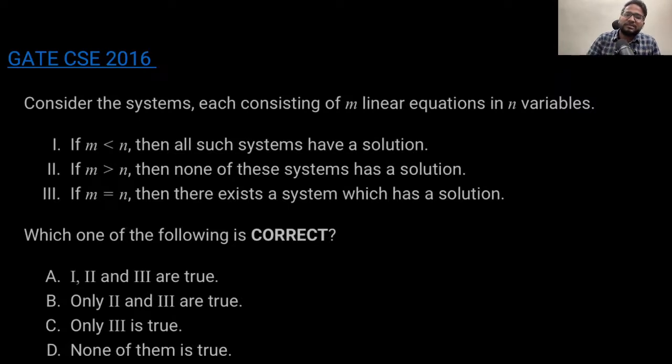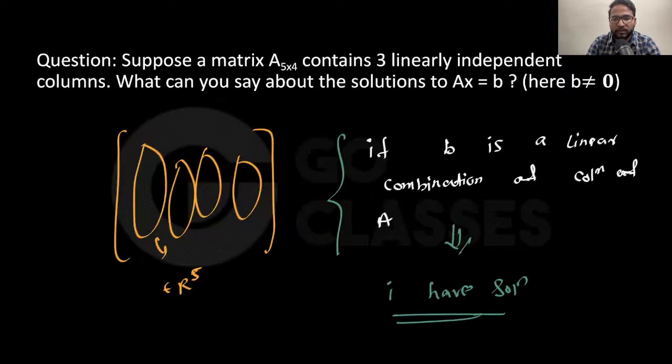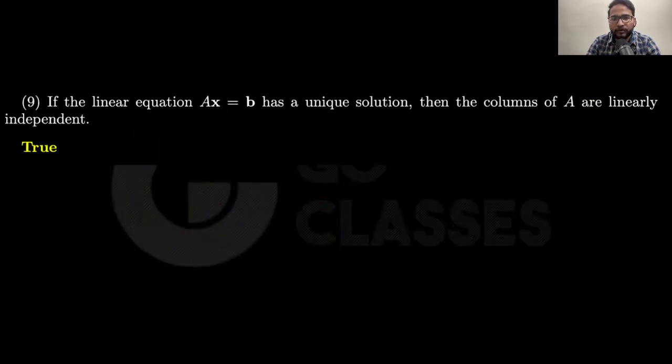So what are they saying? Consider the system consisting of m linear equations in n variables. So n variables means whatever the number of variables we have. So each column basically corresponds to a variable, which will actually be very beneficial to us. That's why I'm telling you one thing. So I think I can just go back. Just a second.